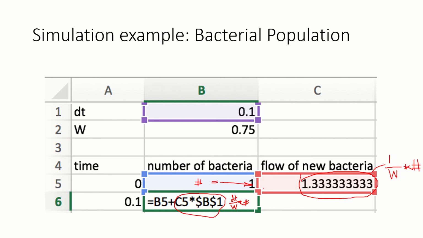So the B1 is the DT, the C5 is the 1 over W times number. So here, there's the 1 over W times number, and then multiply it. Does that make sense?